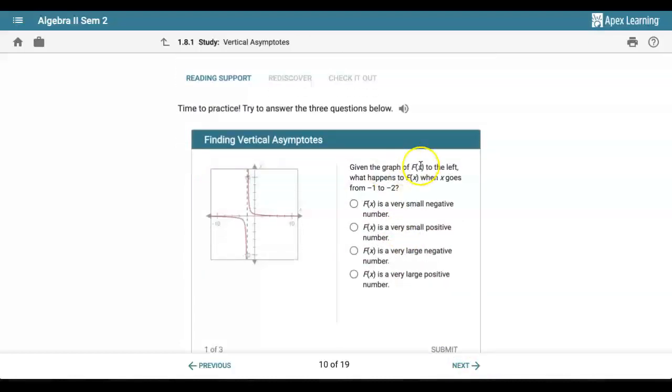Okay. So then when we're dealing with finding these vertical asymptotes, given the graph of f of x to the left, what happens to f of x when x goes from -1 to -2? Again, being really careful with how you read this. It's saying when x goes from -1 to -2, what happens? Does it become a very large number? Does it become a very small number? Is it positive? Is it negative? What happens as you go from -1 to -2?